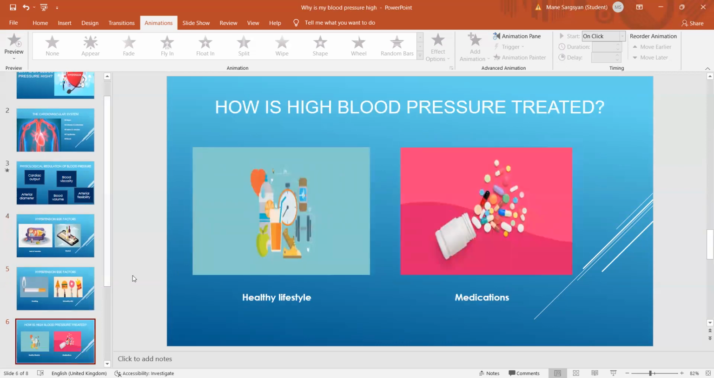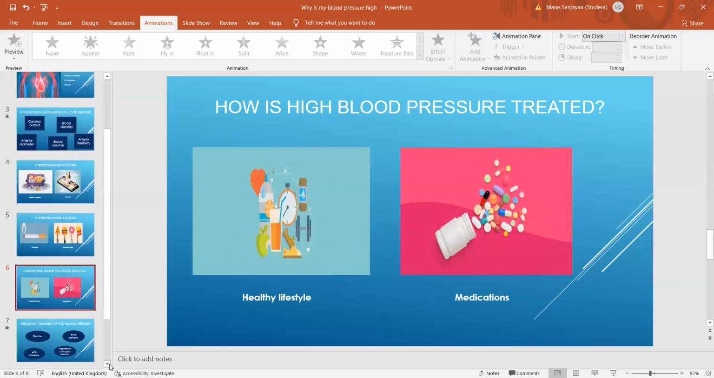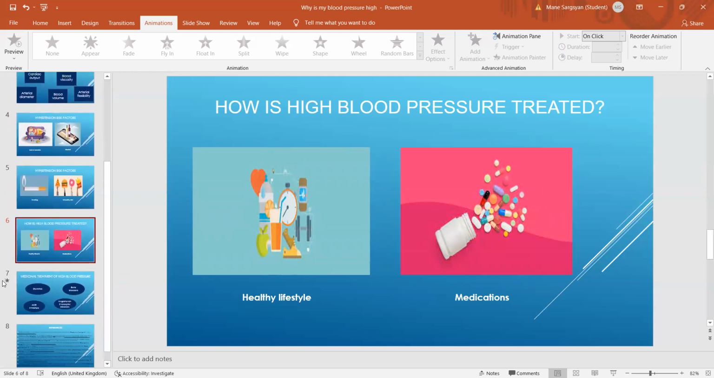High blood pressure can be treated in a number of ways, and the best way to proceed is, of course, to adopt a healthy lifestyle, which means sleeping well, staying hydrated, eating a healthy diet, and of course, exercising. If this does not help, there are several types of medications that could be prescribed to treat high blood pressure.